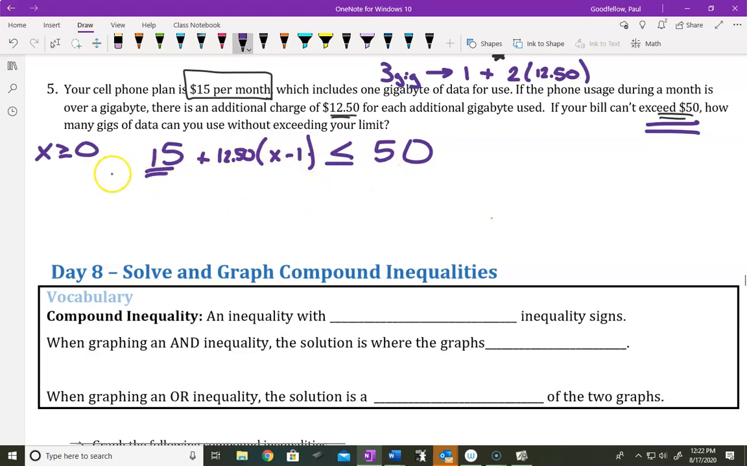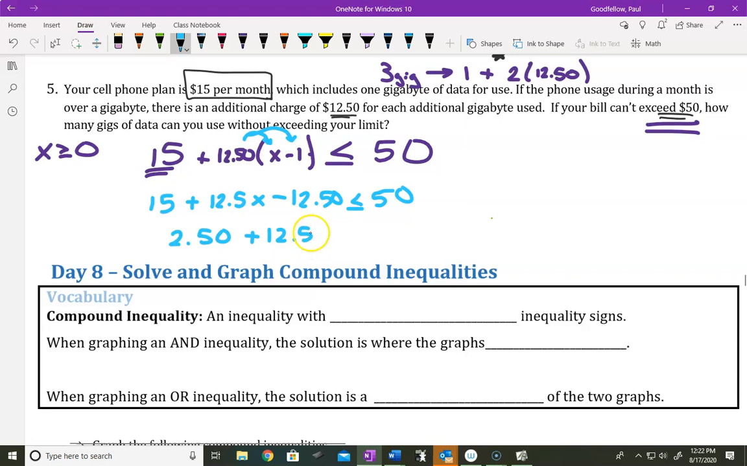Now, this problem looks exactly like stuff that we saw up above in the original question. So maybe this parenthesis stuff, we could distribute across it so that we could see what it looks like. 15 plus 12.5x minus 12.5 is less than or equal to 50. Ooh, these two probably could be combined on the same side. So if I take $12.50 away from $15, I'd be left with $2.50 plus 12.5 times x is less than or equal to 50.